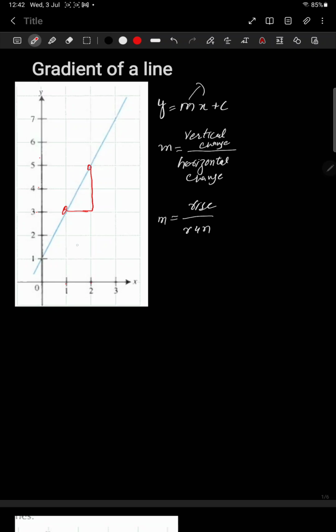So we can say the change in x is from 1 to 2. This is moving to the right side, so the change in x is positive. This is 1. And it is moving vertically upward. This is also a positive change. From 3 to 5, it will be 2. So our value of m is equal to change in y, that is 2, over change in x, that is 1. So the answer is 2.